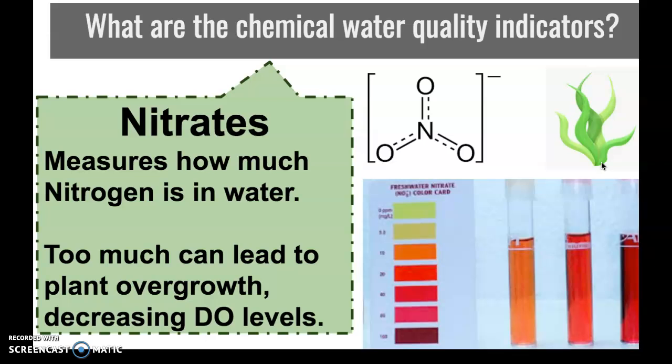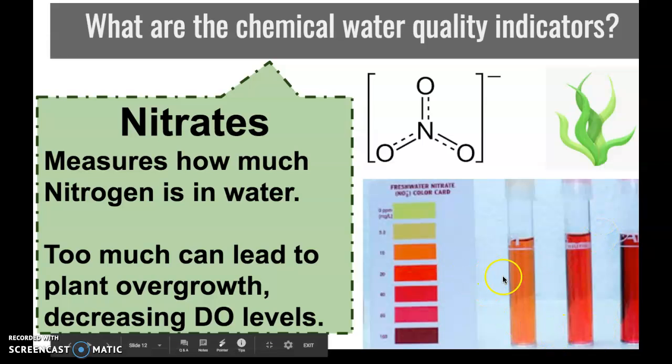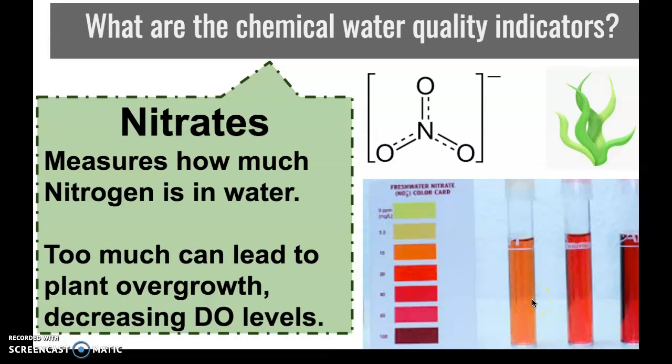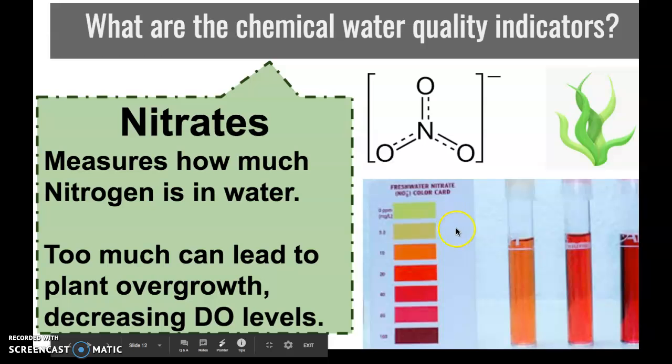Nitrate, similar to phosphates, measures how much nitrogen is in the water. Again, too much can lead to overgrowth in plants. You see it's a similar thing right here. We collect water, we put some chemicals in it, we watch it change colors, and then we compare that color to a known color chart right here. Good.